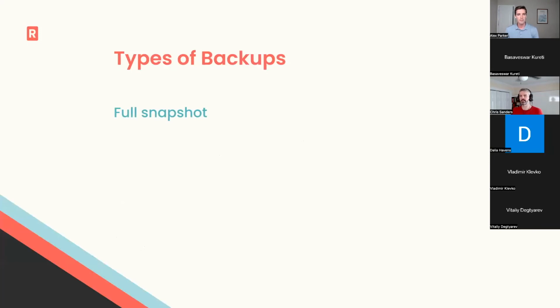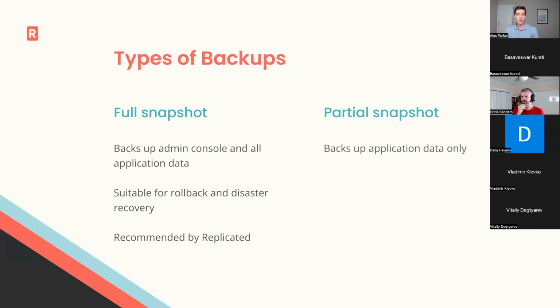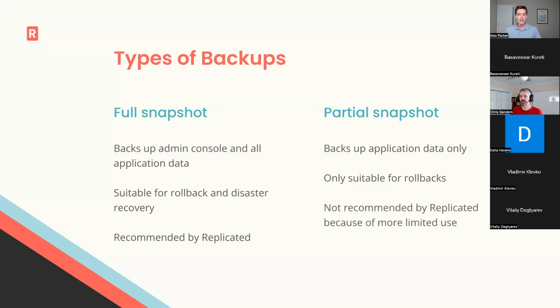We've got two types of backups. We have full snapshots, which back up the admin console and all the application data and are suitable for both rollback and disaster recovery. And this is the option that we recommend because it works for both of those use cases. There are also partial snapshots that only back up the application, which means that it's only suitable for rollbacks. And as a result, we don't really recommend using these for the most part because full snapshots work in both cases. So it's better to just use those.